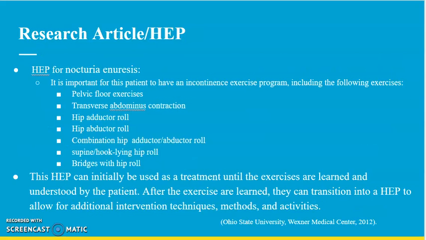So our group chose an HEP to use. And we found a HEP for nocturia and enuresis. It is important for the patient to have an incontinence exercise program, which includes the following exercises. It has pelvic floor exercises, transverse abdominis contraction exercise, a hip adductor roll exercise, a hip abductor roll exercise, a combination hip adductor abductor roll exercise, a supine hook lying hip roll exercise, and bridges with hip roll exercise as well.